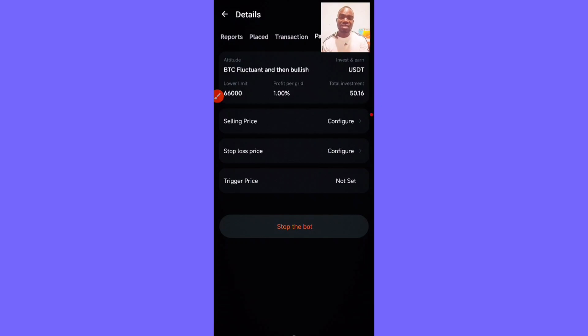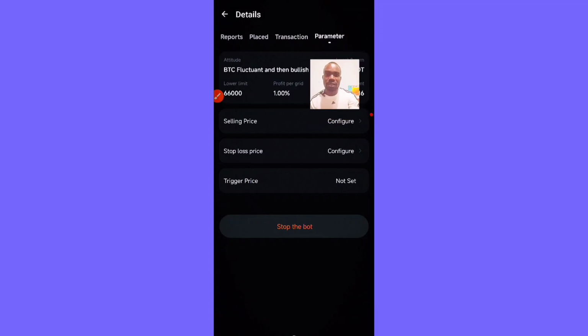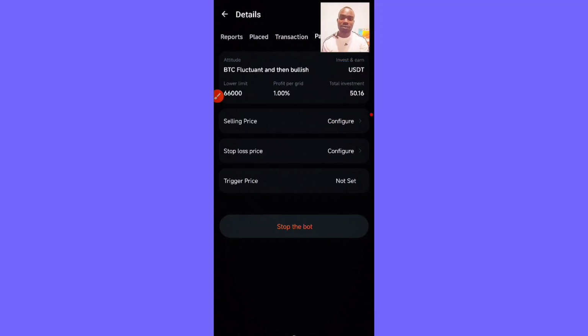Then you can see the parameters that I used on this grid bot. In case you didn't set your stop loss limit or the selling price, you can come here under the parameters and configure these things. This is how to operate an Infinity Grid Bot. Then you also have a button to stop the bot when you want to take your profit, because there's something about this Infinity Grid Bot. It doesn't allow you to take profit while the bot is still running. So if you want to take your USDT profits or the realized profits, you have to stop the bot.